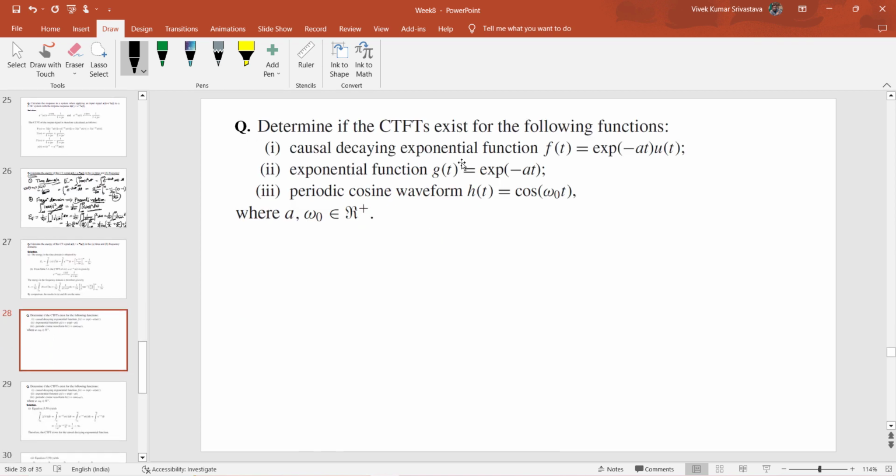Now moving ahead, the next problem: determine if the continuous time Fourier transform exists for the following functions. Here three functions are given to us, that is f of t, g of t and h of t. By using these functions we have to check whether the Fourier transform can exist for them or not.